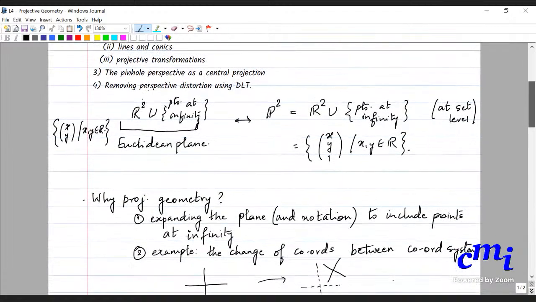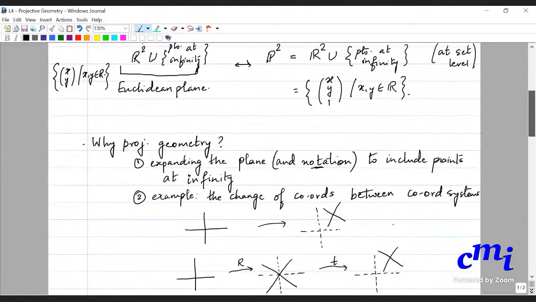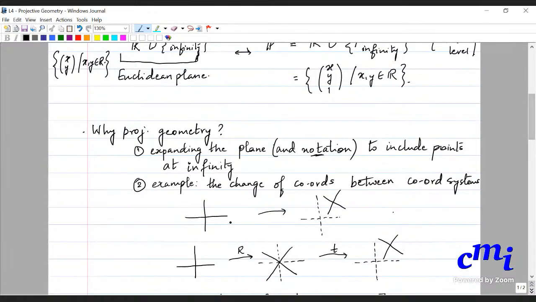And then when you want to talk about change of coordinates between two coordinate systems. Okay, so here is an example of why we need to expand the notation. So let's look at this example. You're looking at change of coordinates between two coordinate systems. The way this can be described is you have a rotation and a translation.